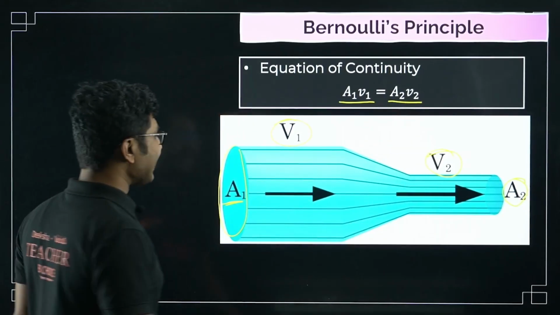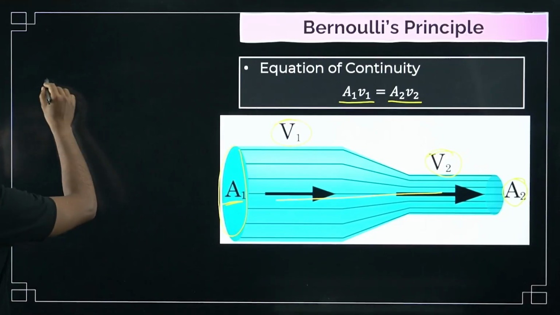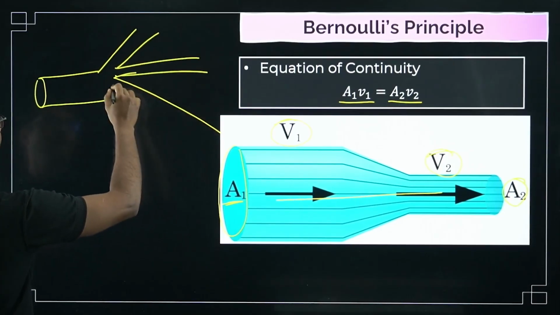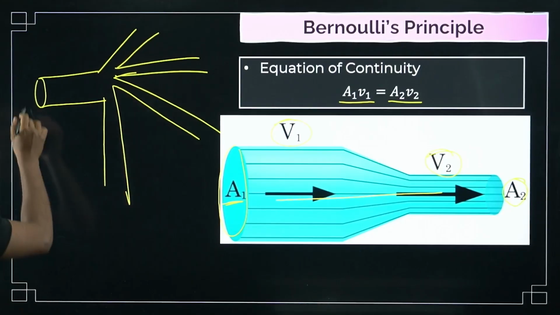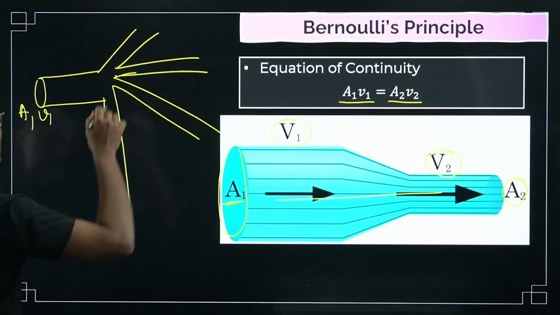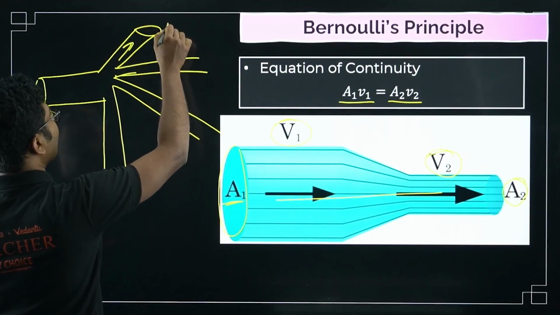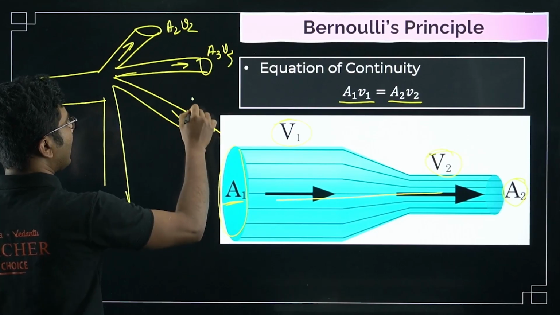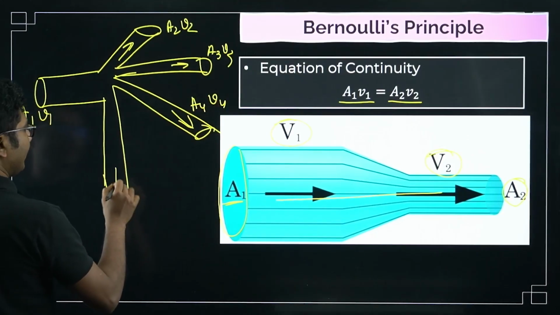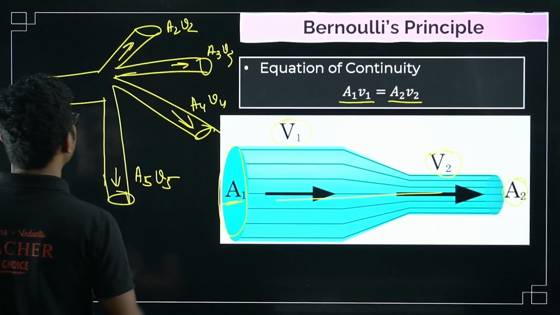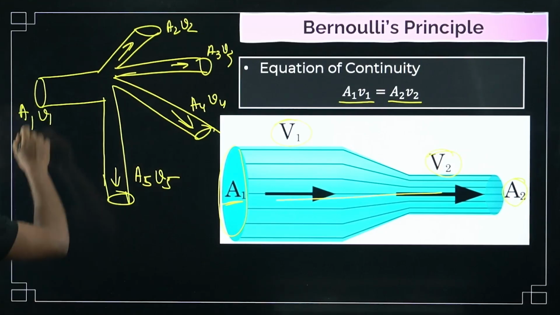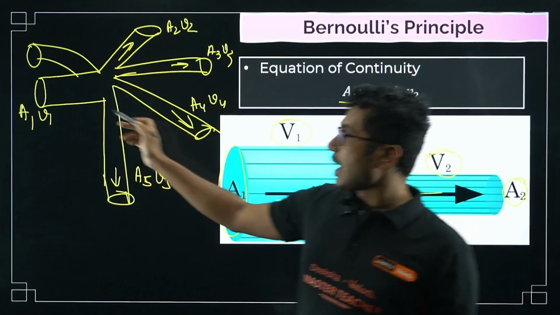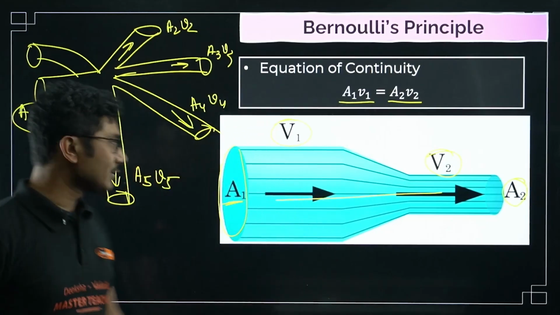And this is not restricted to only a single pipe structure. Suppose we have a structure like this. Here, water is coming through a surface, say A1, with velocity V1, and it is exiting through A2 V2, A3 V3, A4 V4 and A5 V5. In fact, water can also go through another inlet over here. So no matter what, you have to consider that whatever is coming in, A1 V1, should be equal to the sum of whatever is going out.